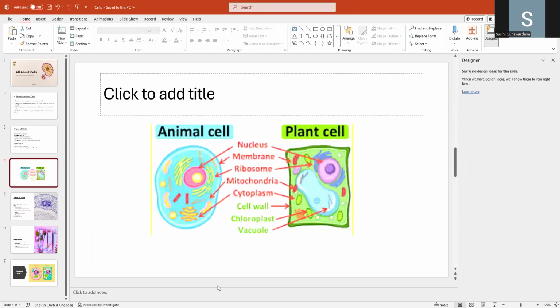So, if they ask you to write down three differences between animal and plant cells, what do you have to write? Plant cells have a cell wall. It is made up of cellulose. Plant cells have chloroplast. They contain chlorophyll, which helps to do photosynthesis. Plant cells have a big vacuole, but animal cells don't have a cell wall, chloroplast, and vacuole.